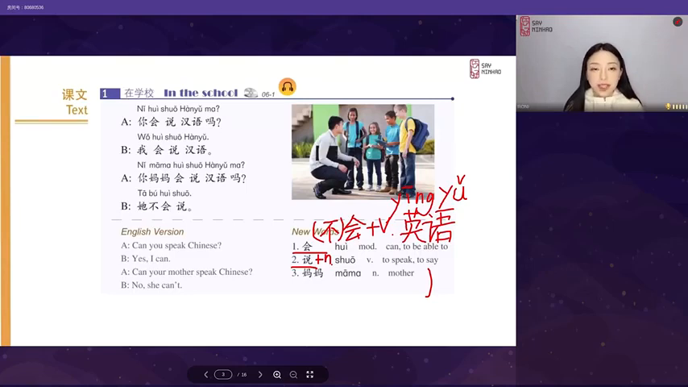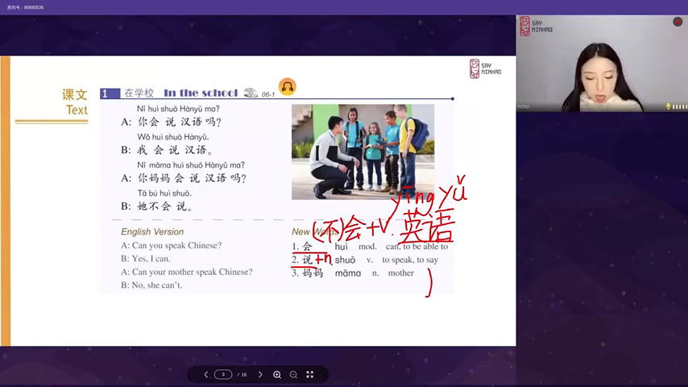Okay, American people speak English. Try to translate this sentence. American people speak English. How to say American? We've learned it before. It is 美国人, okay? 美国人说英语, right? 说英语, we've learned it. 美国人说英语, 中国人说汉语, okay? This is about 说, speak, to say.